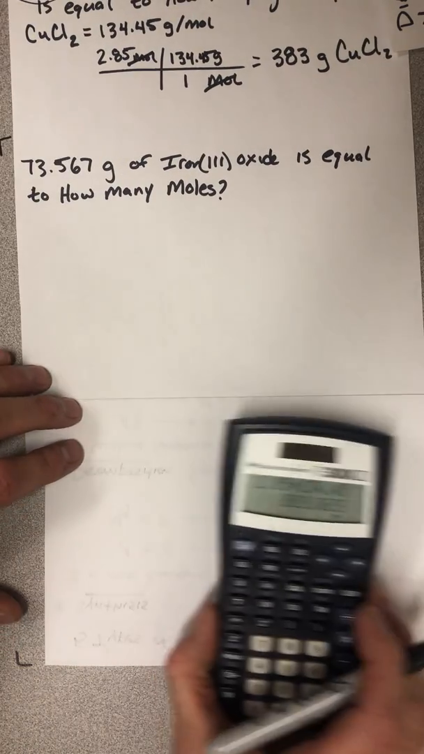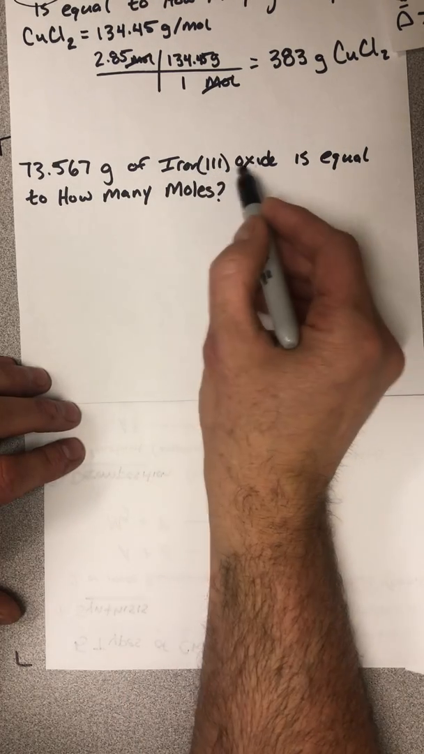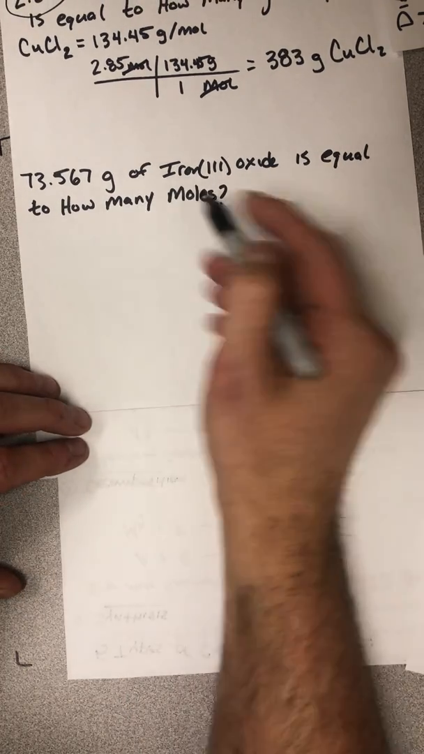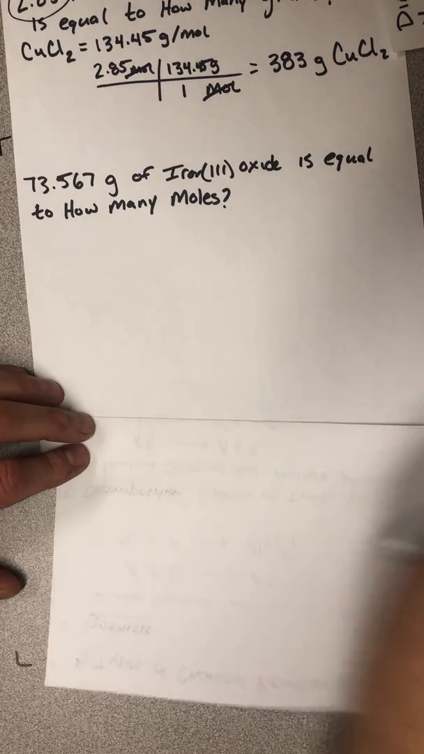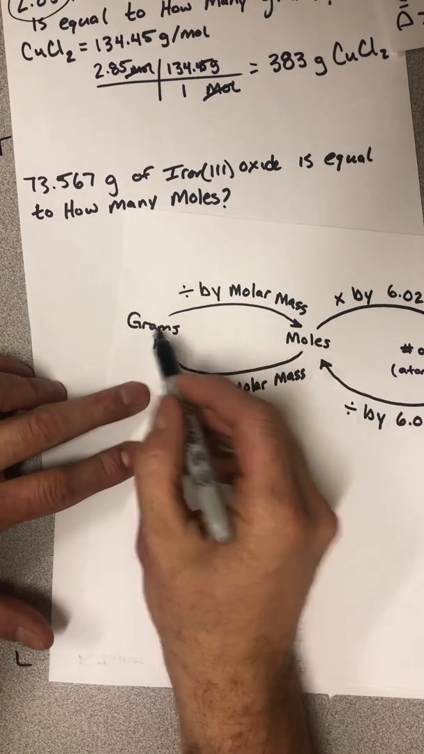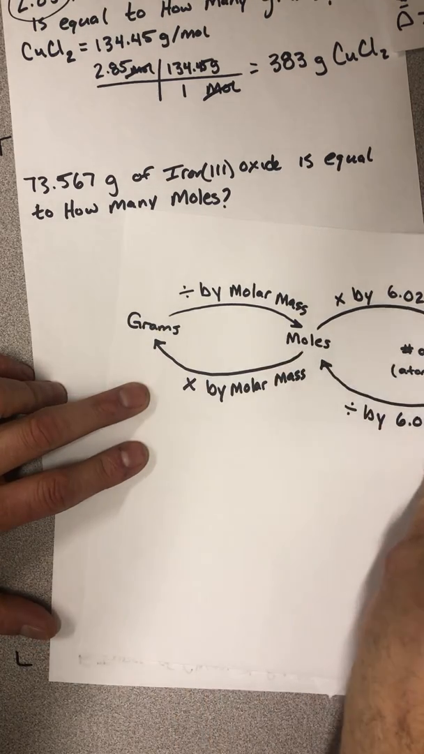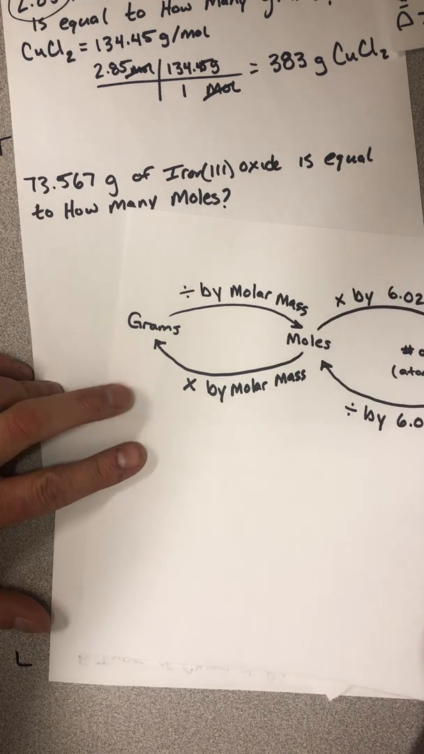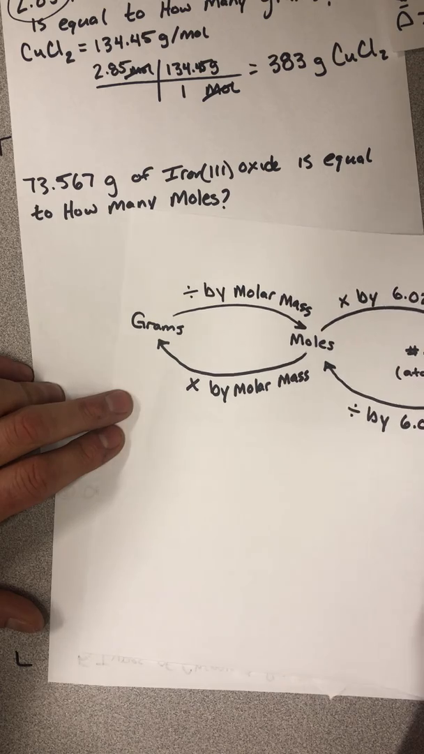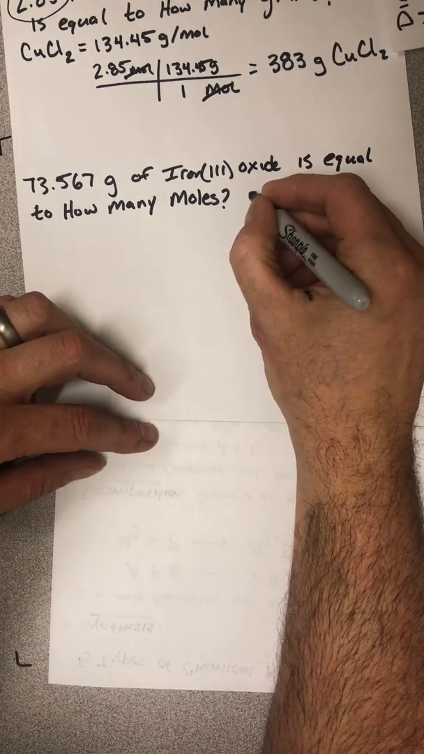This one will start with a number of grams of iron 3 oxide, and we want to know how many moles that is. So again, because in this conversion between grams and moles, we always use the molar mass of the compound. That's just something you should calculate right away, just because it's the most boring part of this, and just get it out of the way quick before you set up the problem. So to do that, you got to figure out the formula.